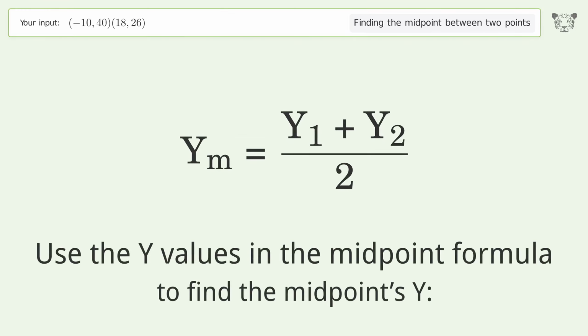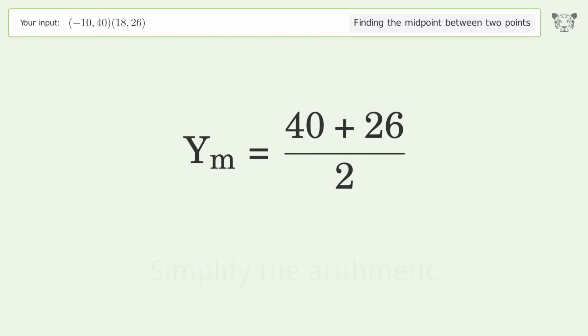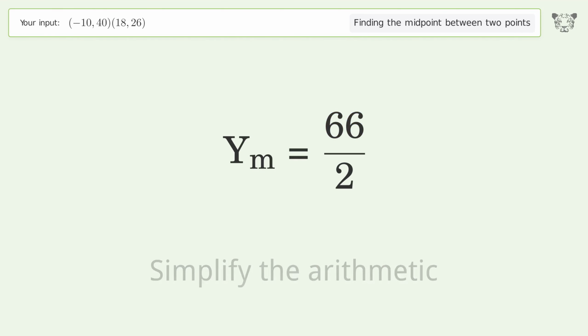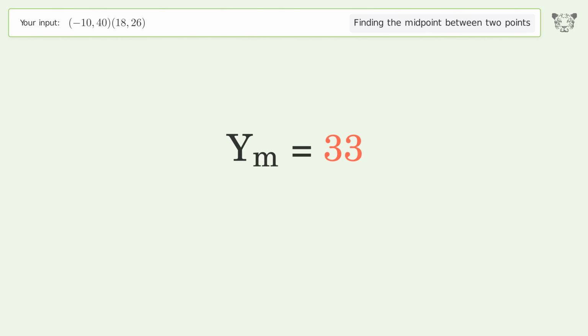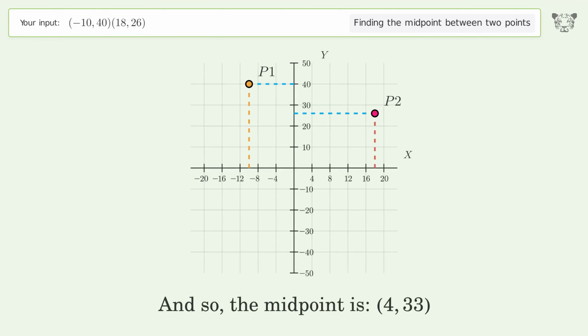Use the y values in the midpoint formula to find the midpoint's y. y1 equals 40. y2 equals 26. Simplify the arithmetic. And so, the midpoint is 4,33.